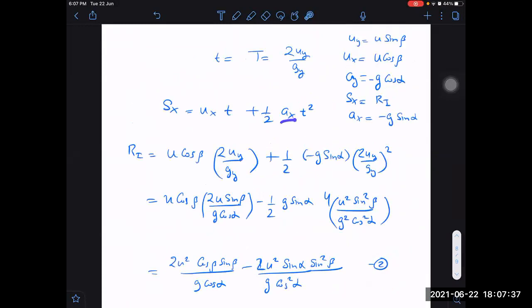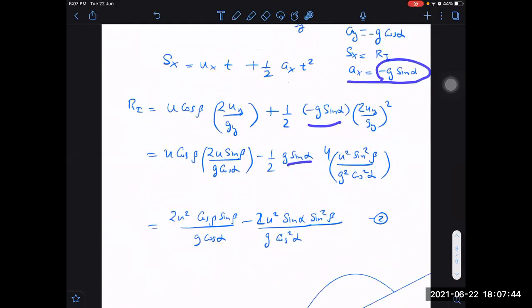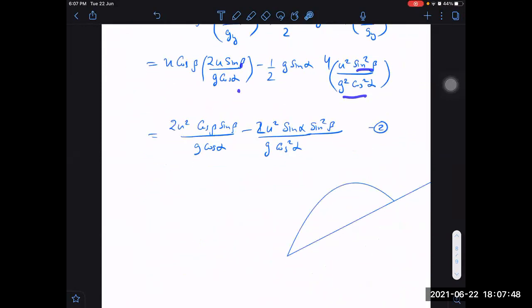Let me check first. Ax is equal to minus g sin alpha. Yes, minus g sin alpha. There should not be any mistake, otherwise we will waste our time. It is not a mistake. I think there is no mistake, so these must be the same. I'm sure about it, although proving will take some time.